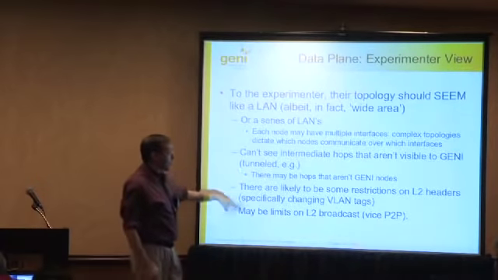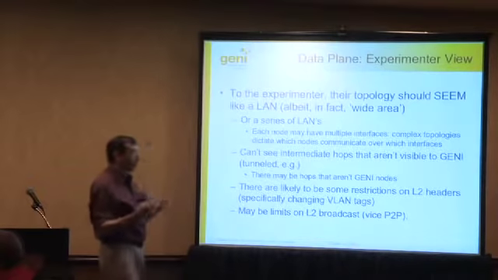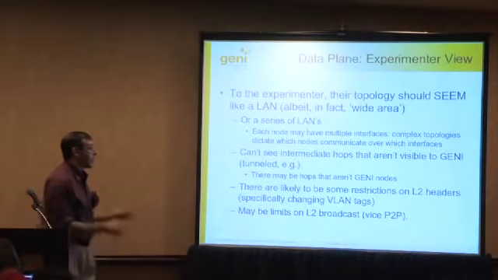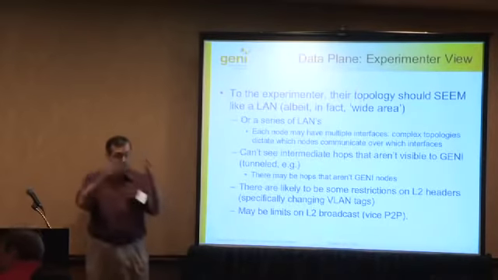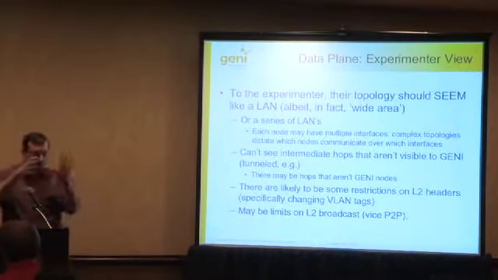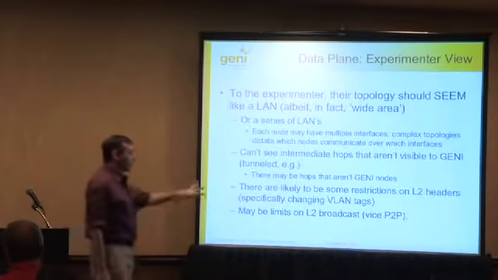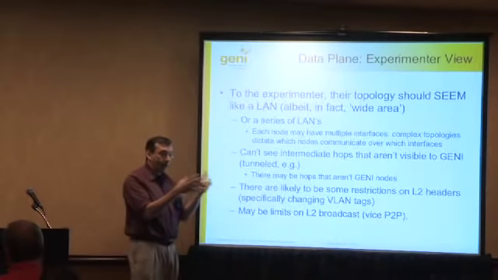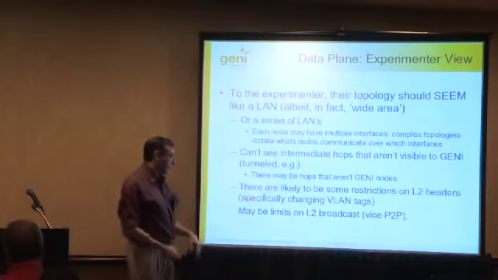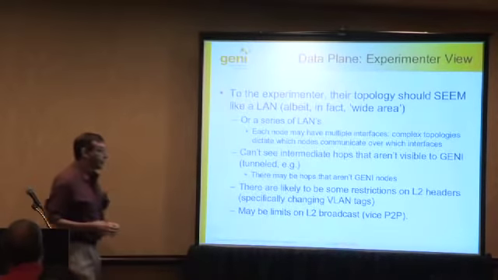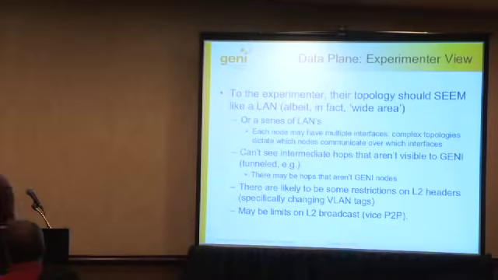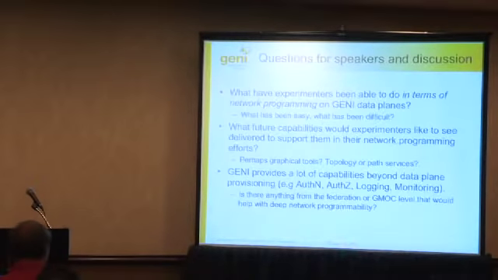I mentioned this before, there are likely to be some restrictions on what you can do with the layer 2 headers, specifically with regard to changing VLAN tags. If we're using the VLAN in order to slice the network and stitch things and do the segregation, we're going to be requiring that that part is hands-off. And as I mentioned before, there may be limits on layer 2 broadcast as opposed to point-to-point connectivity.